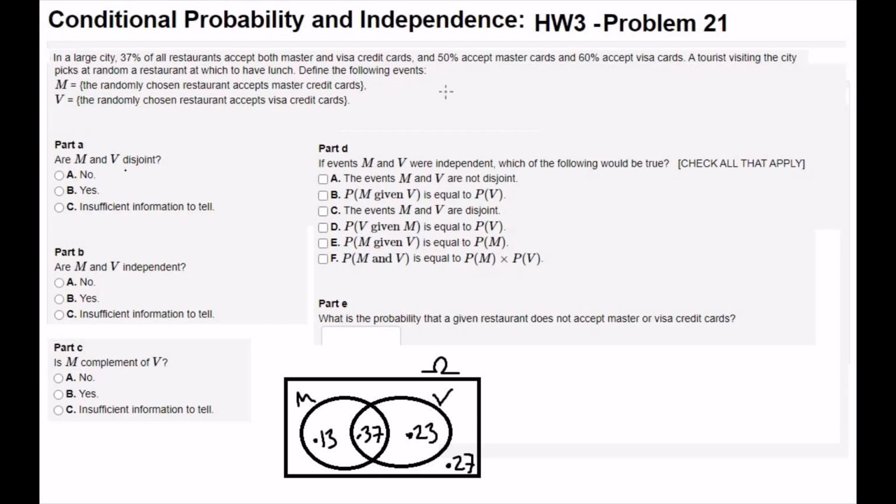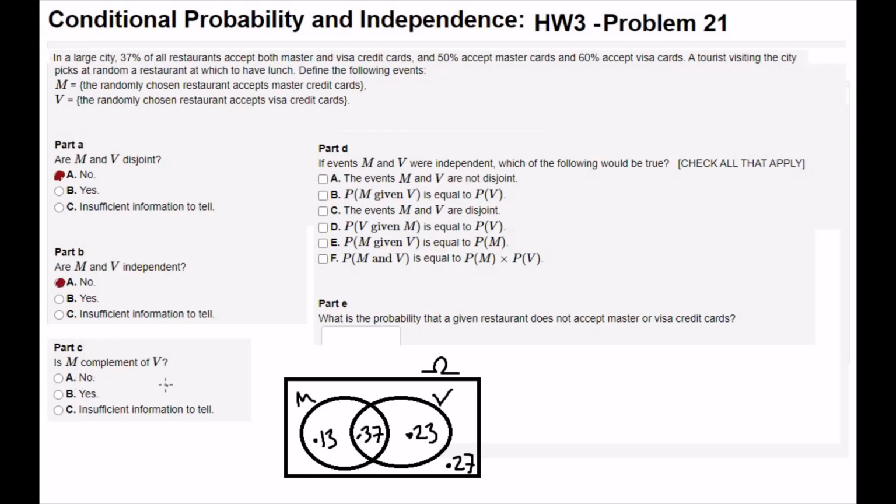Are M and V disjoint? No, they are not disjoint, because if they were disjoint, their intersection would have to be 0. Are they independent? They are not independent, because if we multiply probability of M times probability of V, we don't get their intersection.